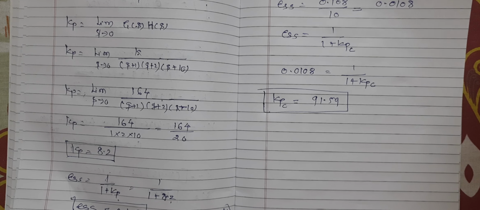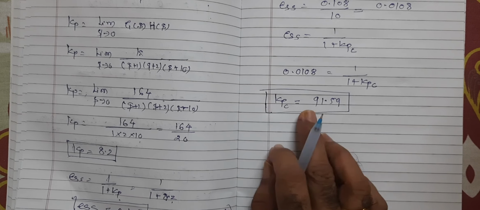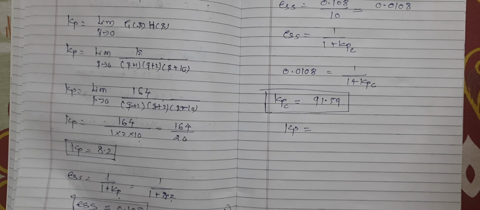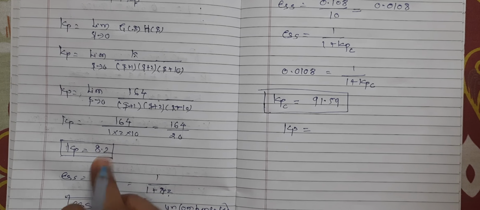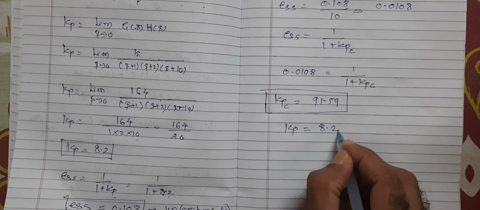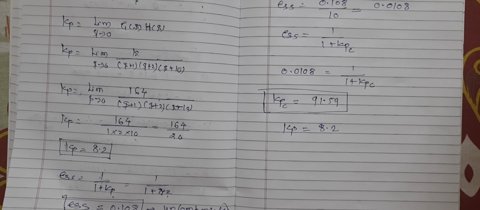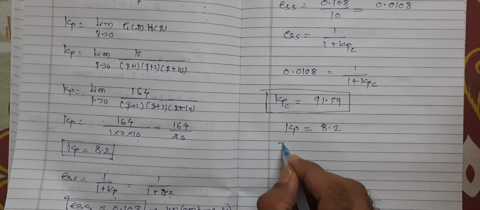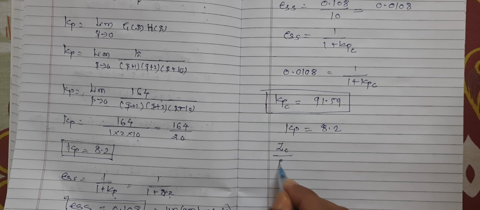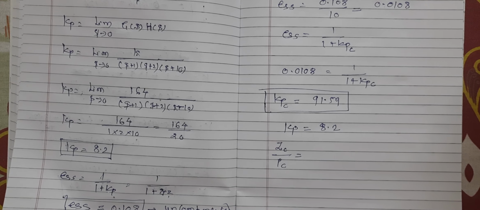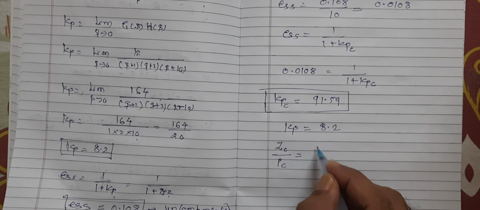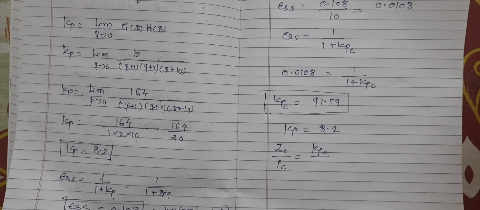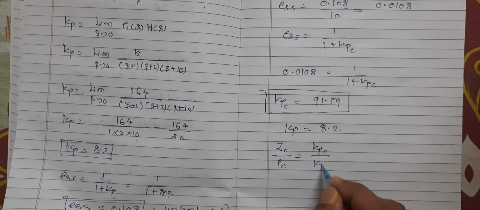Now see here, this is our compensated. Uncompensated Kp, what we have calculated, is approximately 8.2. We can write the equation: the compensated zero divided by compensated pole is equal to the compensated position error divided by the uncompensated position error.